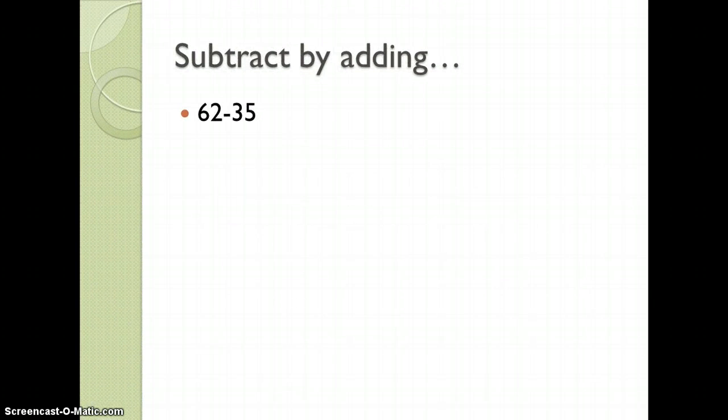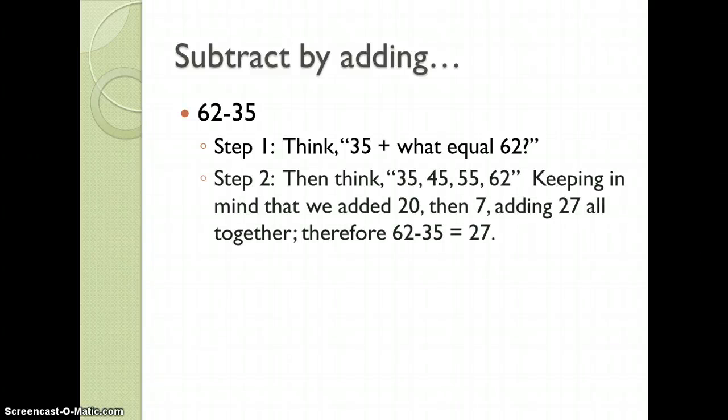Let's practice 62 minus 35. So we're going to think to ourselves, 35 plus what equals 62? So in our head, we're going to think 35, 45, 55, 62. So we added 20, so 35 to 45 is 10, 45 to 55 is another 10, so there's 20 all together so far. And to get from 55 to 62, we add 7, so we added 27 all together, therefore 62 minus 35 is 27.